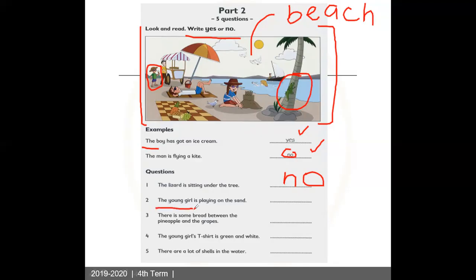What about number 2? The young girl is playing on the sand, right? Can you see a young girl playing on the sand? Yes. Okay, so all you need to do is to write yes here.